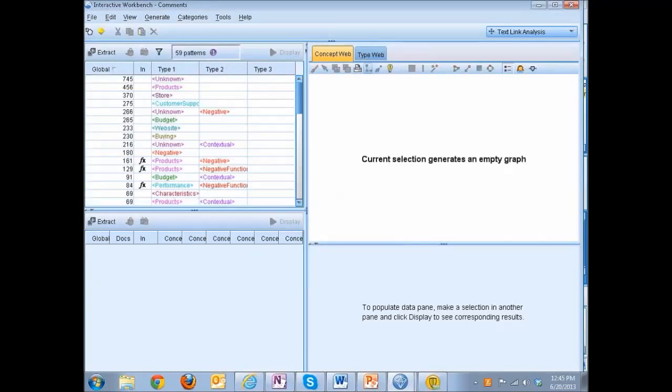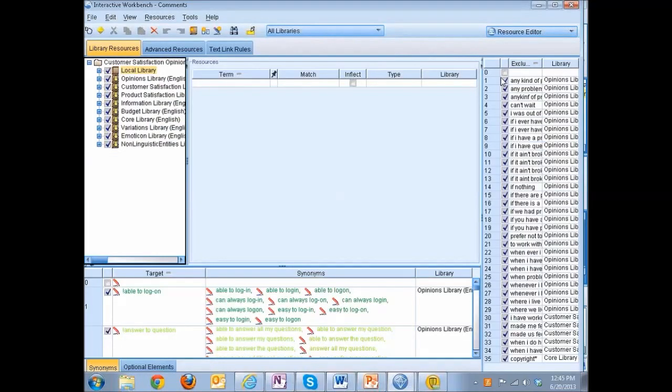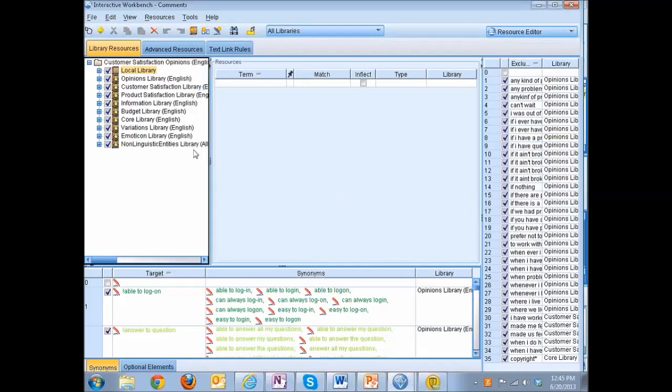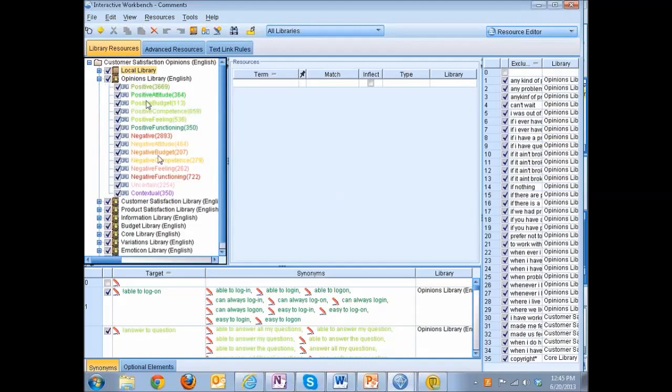So here we go. I want to bring you first to the resource editor. And if you remember, we chose the customer satisfaction and opinions. And you can see in here there are a bunch of libraries. And all of these libraries have a bunch of interesting information. So let's look at opinions. We've got every variation of positive and negative opinions that you can think of, and indeed some uncertain ones.